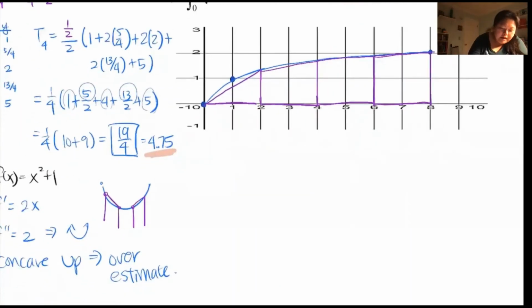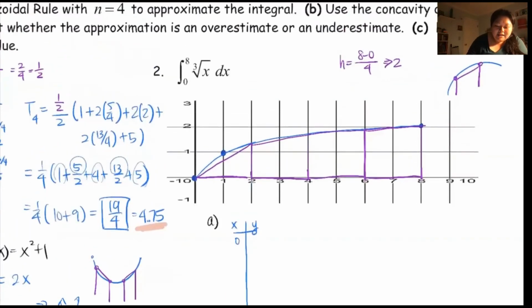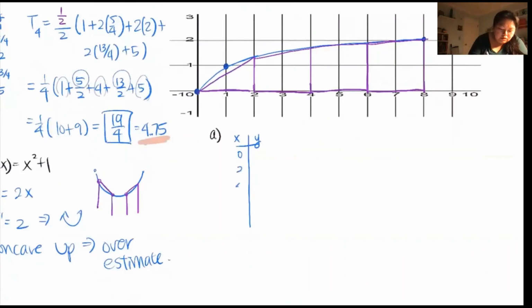So how do I do part A? How do I do a trapezoid rule with this? Well, I'm going to make my t-table as before. So x, y, and keep in mind, I am going to have the same intervals as before. So my height is 2. So it goes 0, 2, 4, 6, 8.